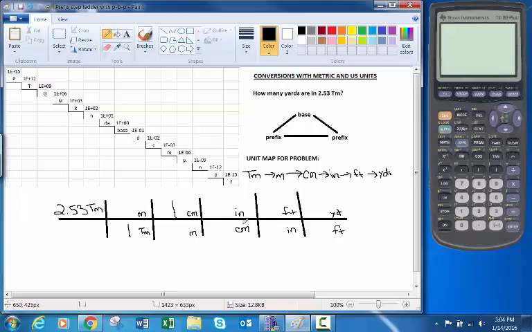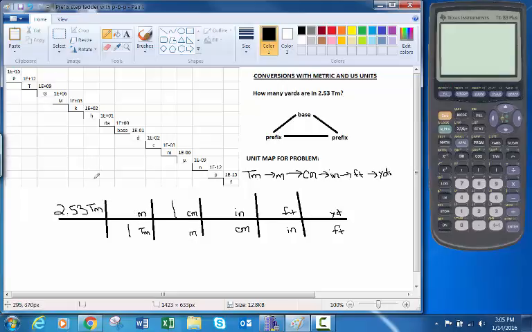Even though there is a prefix here, we are not going to put the number 1 here because the relationship that we're looking at is not a prefix and a base unit. It's a prefix and a US unit, so that doesn't work for our rules. Let's fill in these numbers for our base units.